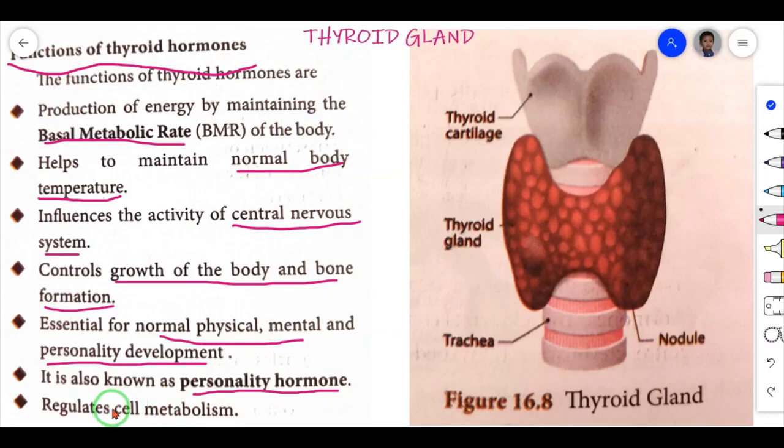Then the last one is regulates cell metabolism. So these are the functions of thyroid hormones. Write down the question: write the functions of thyroid hormones. All these functions have to be learned.